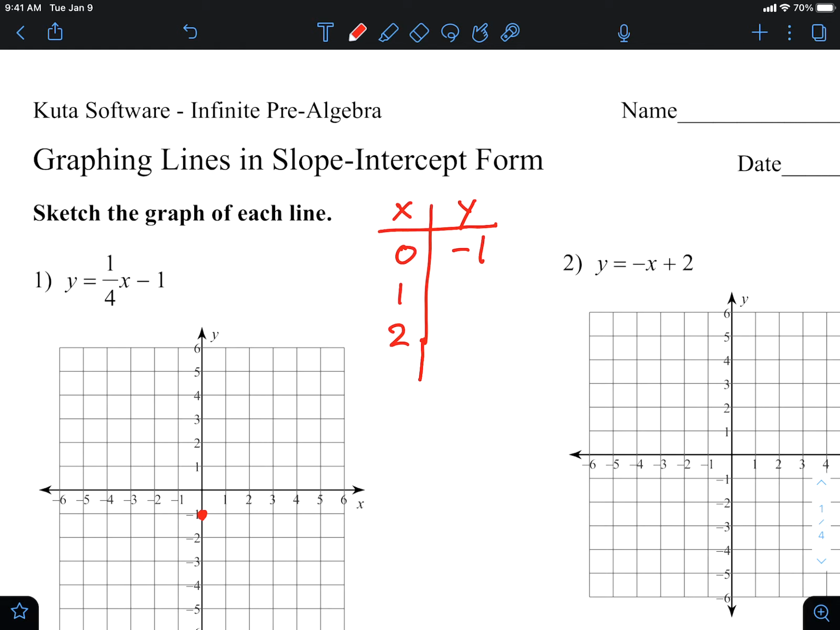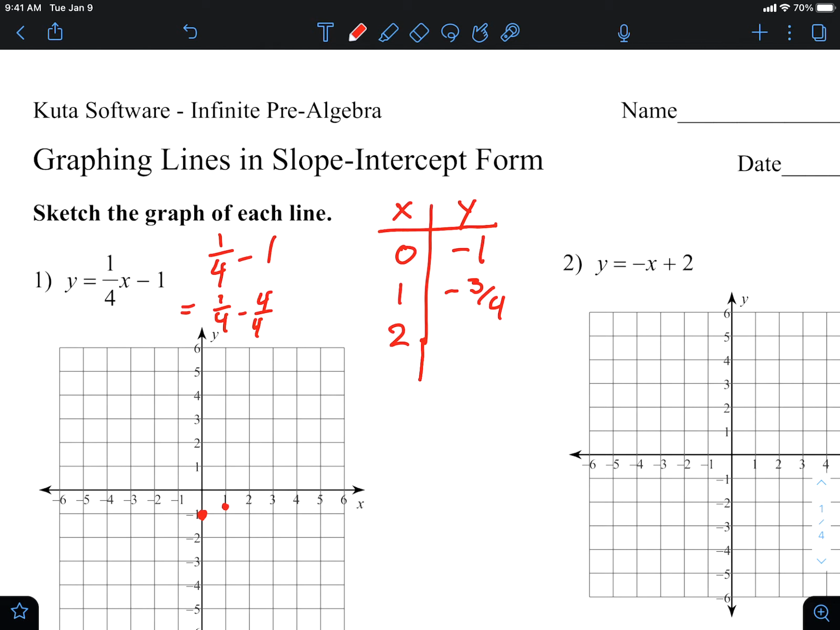Up next, we've got X equal to 1. So 1/4 times 1 is 1/4, and then we have 1/4 minus 1. So 1/4 minus 1 is the same as saying 1 over 4 minus 4 over 4, and that's going to be minus 3/4. We can put that in: 1 and then minus 3/4.